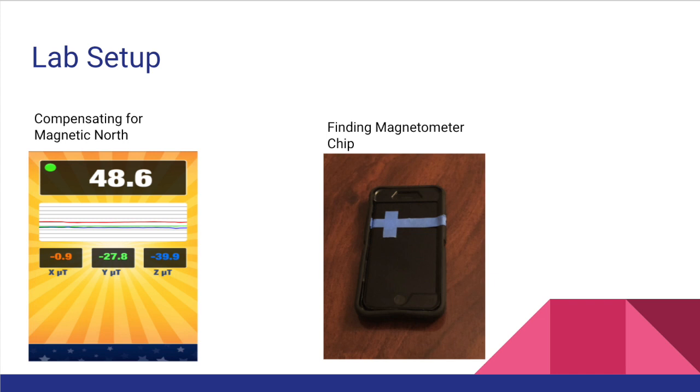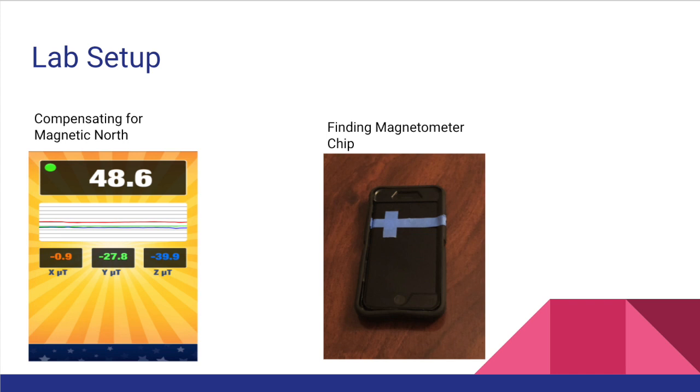The next step in the lab setup was finding the magnetometer chip in my phone. I put my bar magnet at one end of the east-to-west oriented meter stick. I then moved my phone along a line perpendicular to the meter stick. I placed a piece of tape at the location where the X component of the magnetic field was at a maximum and the Y component was at a minimum.